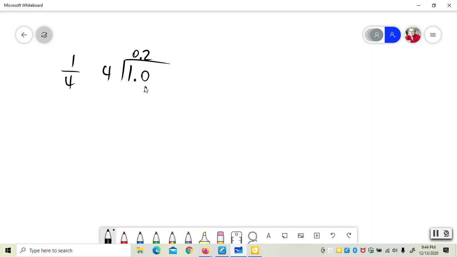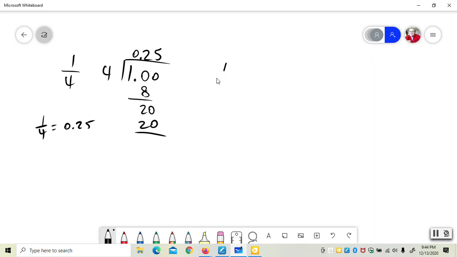4 times 2 is 8. 4 times 5 is 20. It stopped. No remainder. That's what I mean when I said until it stops. I should have been more specific. When it stops, that means you have no remainder. So I went until it stops. 1/4 is 0.25. Boom, that's it.